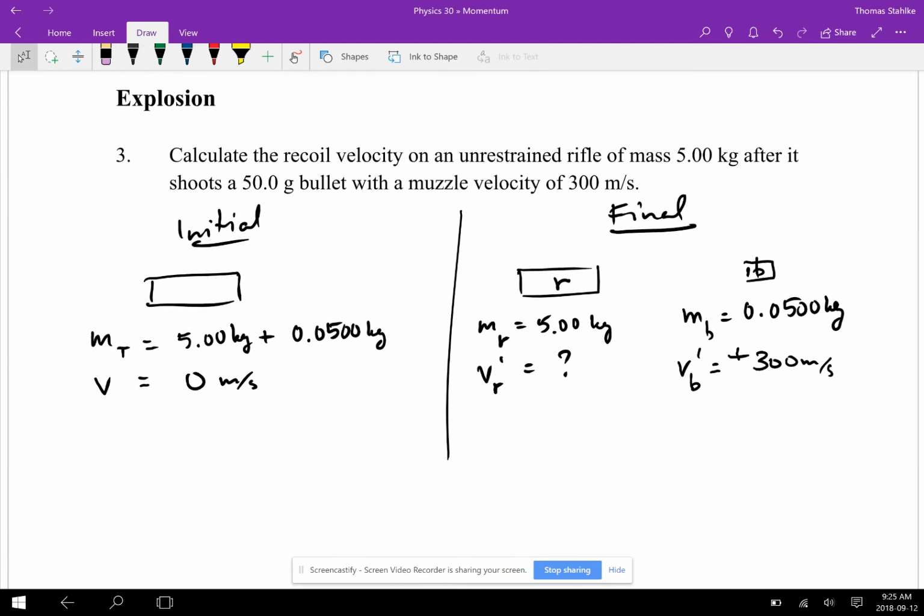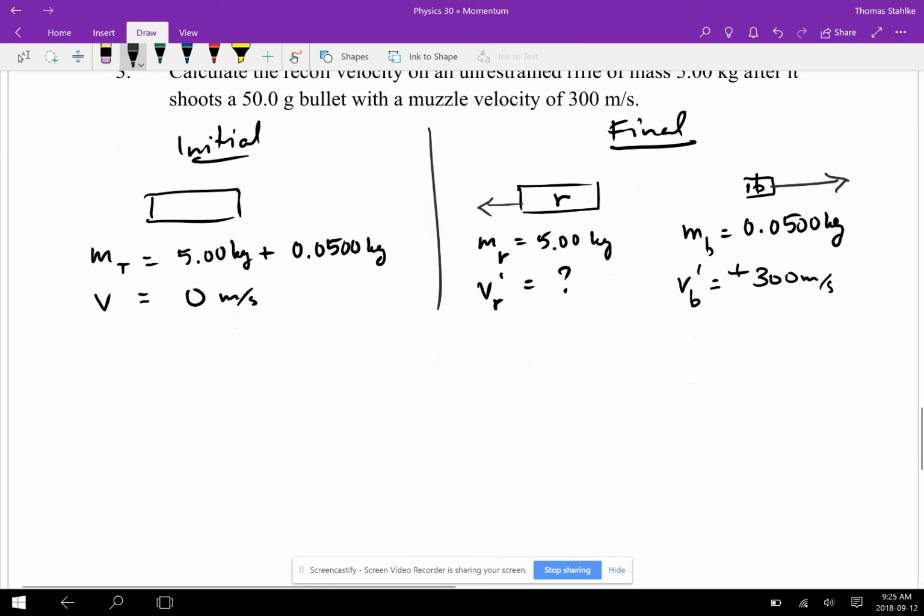So here we have a rifle that shoots a bullet, and so there is on the left initially, the box representing the rifle with the bullet in it, and afterward, I have the rifle and the bullet separately. I can show here that the bullet is moving with this velocity, and then the recoil velocity would be in the opposite direction for the rifle. So I want to find the velocity, the recoil velocity of the rifle after the explosion.